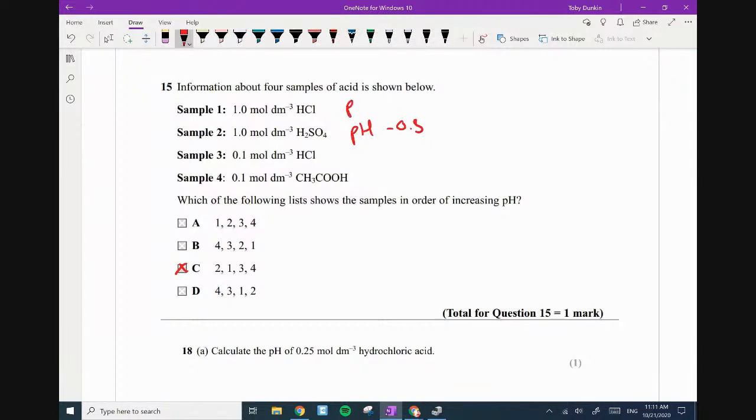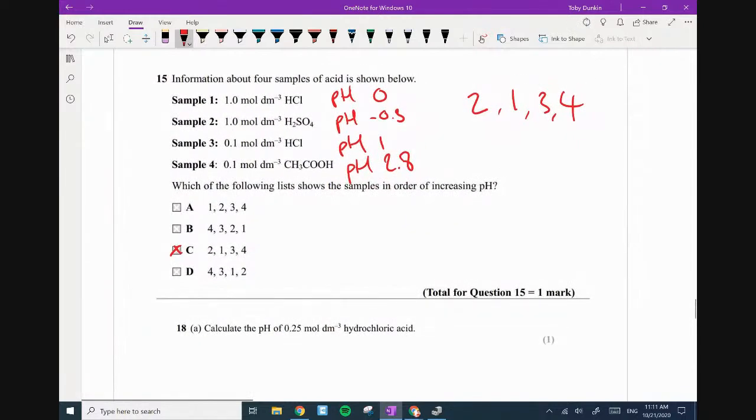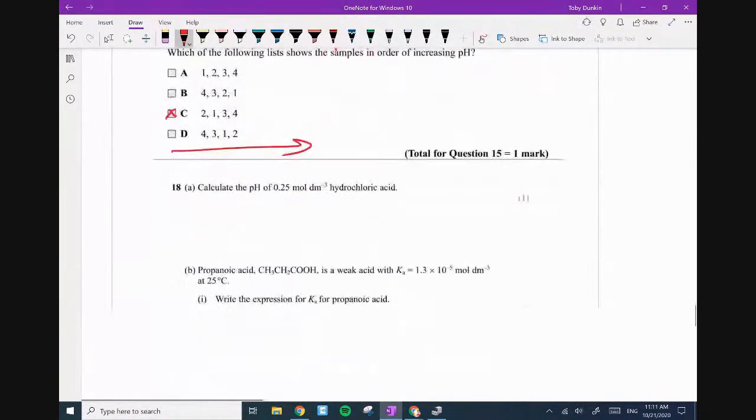This is going to be pH 0. HCl is going to be pH 1. And this one's going to be like pH 2.8 or something. So that would make sense. From increasing pH, so 2, 1, 3, 4 is the right answer. C, I like it. Is there any others going the other way? Yeah, D is the other problem. It shows the samples in order of increasing pH. So we're increasing as we move away. So C should be the answer.